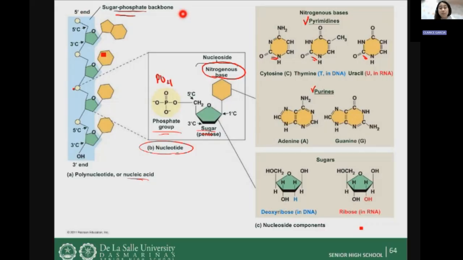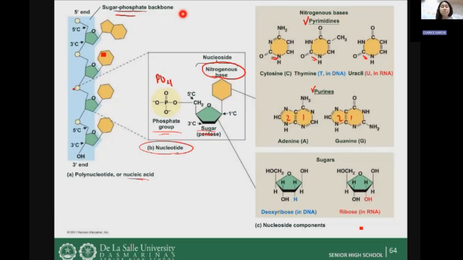Now, if you look at the purines, purines have two rings. These two rings are the unique structure of the purines. So, purines have adenine and guanine.